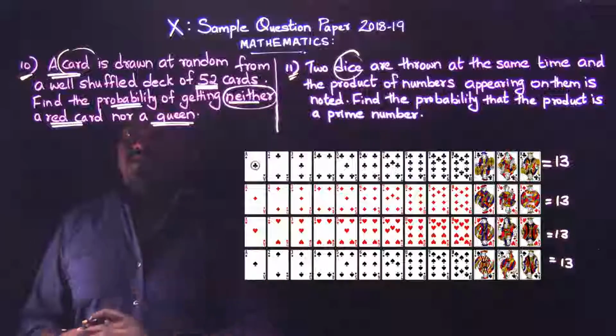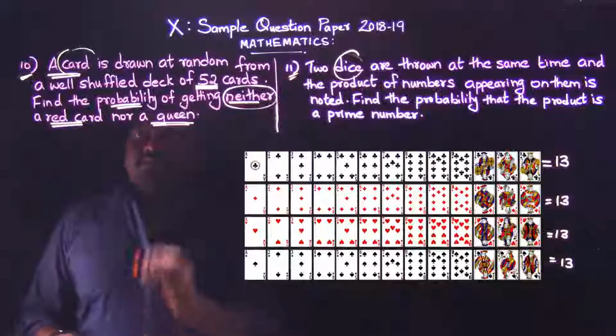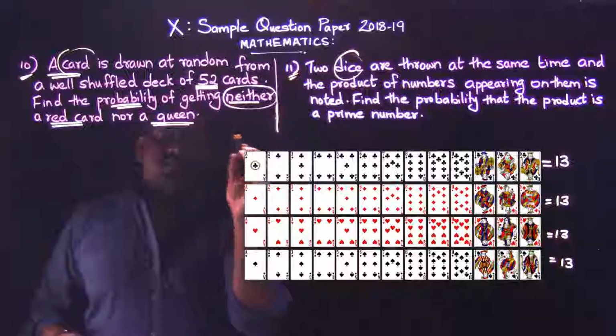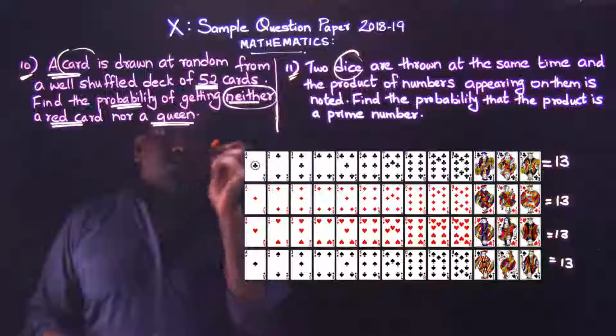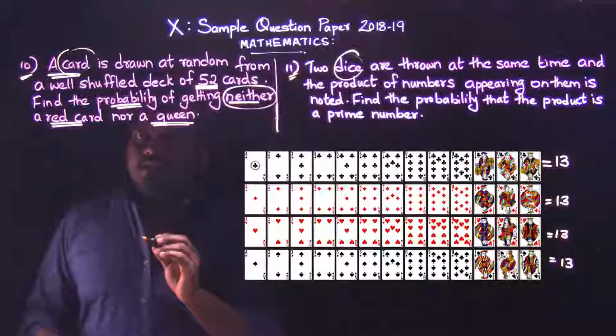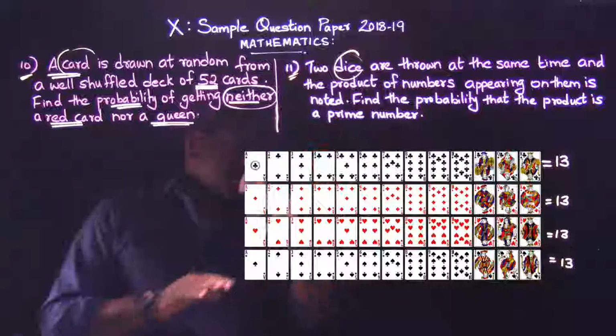In this question, it's been told that a card is drawn at random from a well shuffled deck. If I take any one of these cards, there are 52 cards in total, you can add them up.